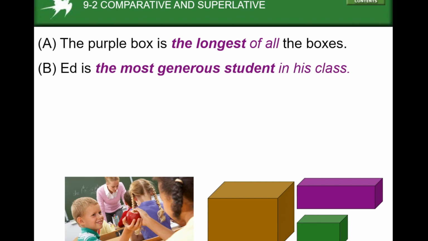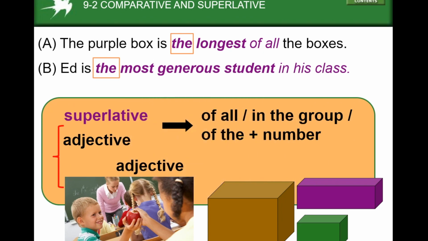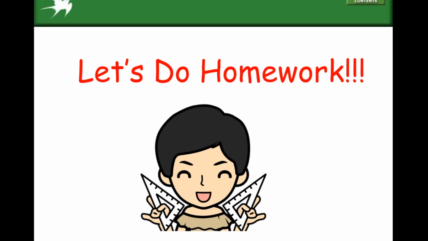The purple box is the longest of all the boxes. Ed is the most generous student in his class. Here, we know that superlatives begin with the, and we form superlative adjectives by adding est or most. Now let's do some exercises.